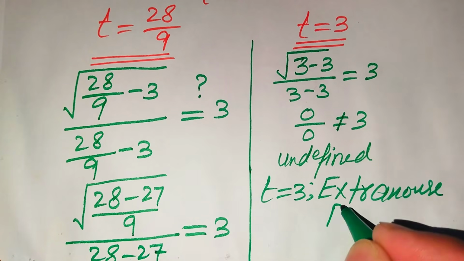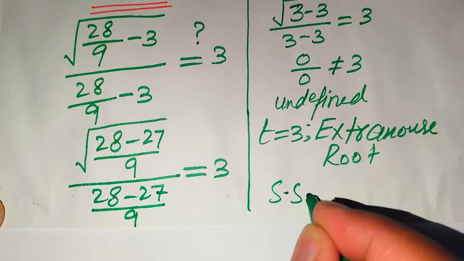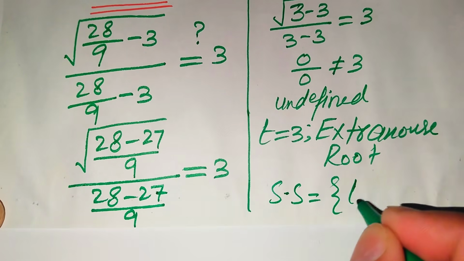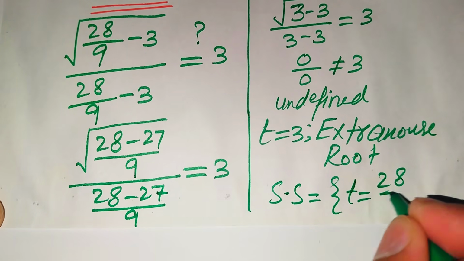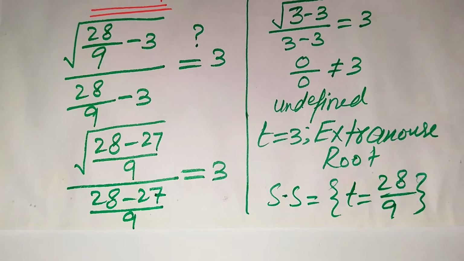And finally we have the solution set of this problem: t equals 28 over 9. This is the only solution of the given equation, and this is the final answer.